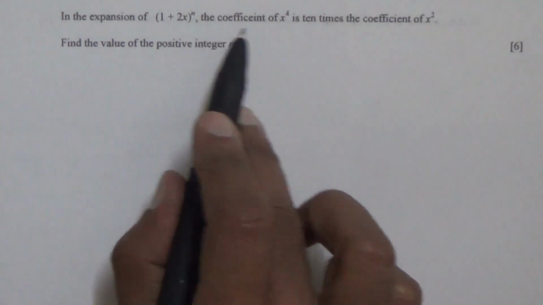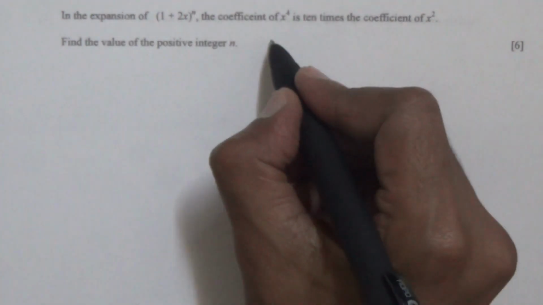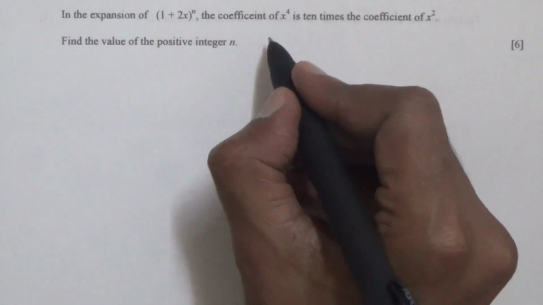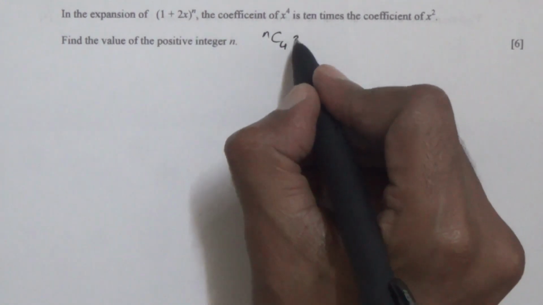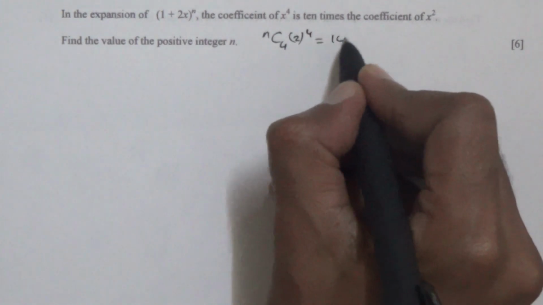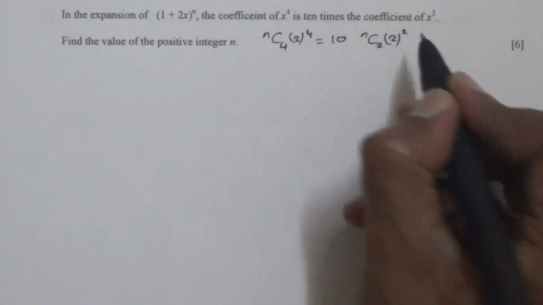Okay, for this question we've got this expansion and we are told that the coefficient of x to the power 4 is 10 times the coefficient of x squared. That means the coefficient of x to the power 4 is nC4, then there's a 2 here to the power 4, is equal to 10 times the coefficient of x squared. So that's 2 to the square.